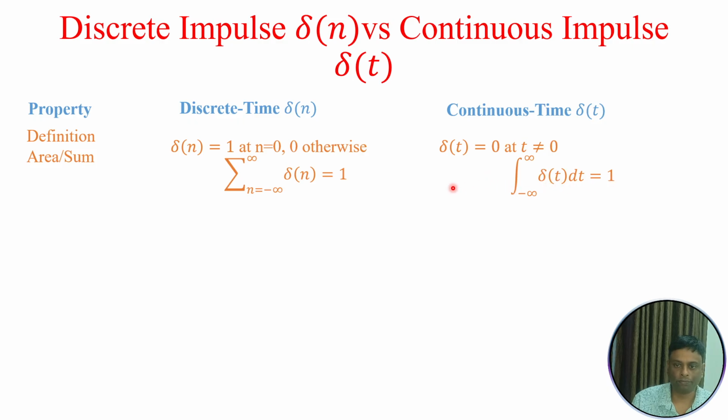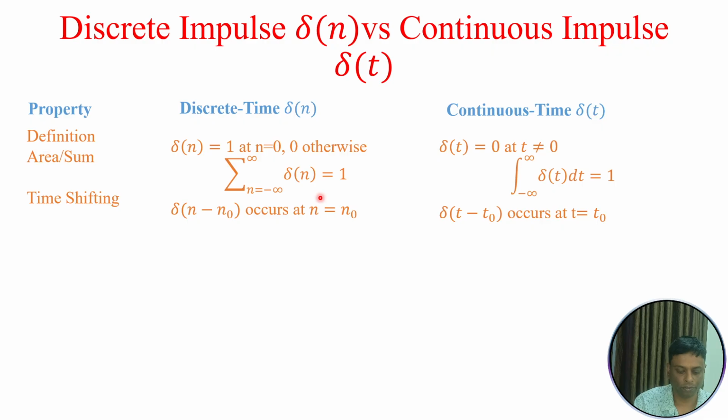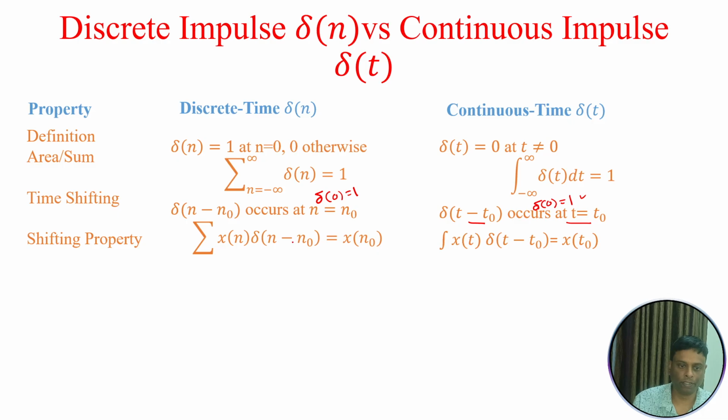Next is the time shifting property. So delta of n minus n0 equals 1 at n equal to n0, because if n equals n0 it will be delta of 0, which is 1. Similarly, if t equals t0, that will be delta of 0, which equals 1. This is the time shifting property. Similarly, there is the shifting property: this is the summation shifting property, and this is the integral shifting property.